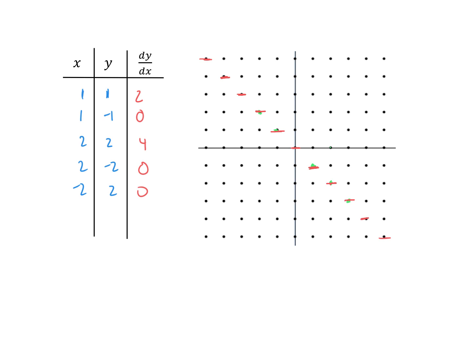At 1, 1, my slope is 2. At 2, 2, my slope was 4. That got steeper. I'm just going to do a few in here, and I think that's going to help us. So now I'm just going to talk through a couple. 1, 0, well, 1 plus 0, my slope is 1 right here. And 2, 0, my slope is 2.